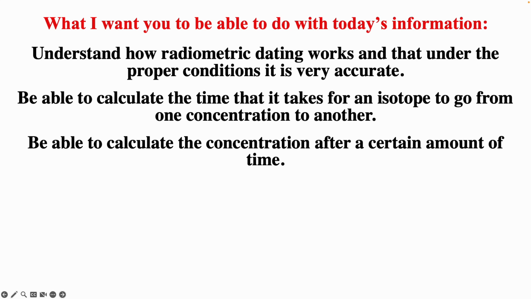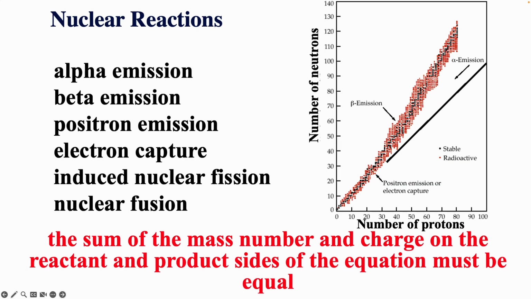You should also be able to calculate the time that it takes for an isotope to go from one concentration to another, and you should be able to calculate the concentration after a certain amount of time. And so we've talked about 6 nuclear reactions: alpha emission, beta emission, positron emission, electron capture, nuclear-induced fission, nuclear fusion. Now for all nuclear reactions, the sum of the mass numbers of the reactants and products have to be the same, and the sum of the charges of the reactants and products have to be the same. That's how we balance nuclear reactions.